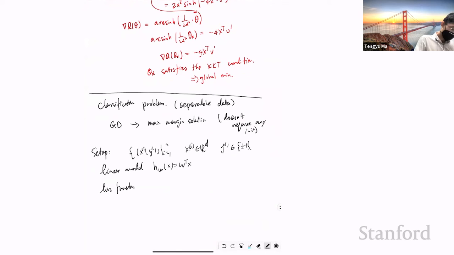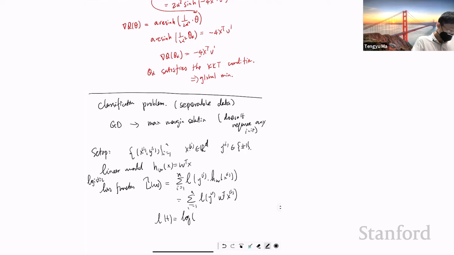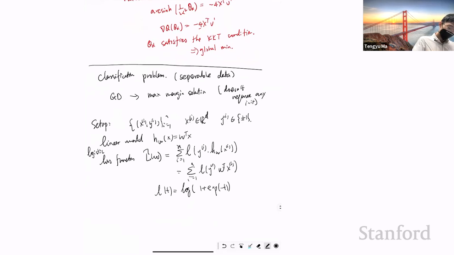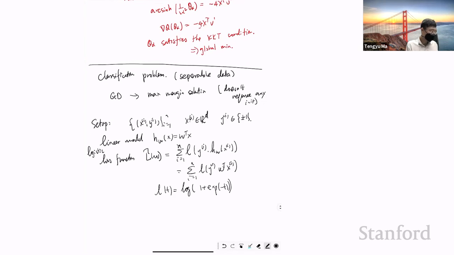The loss function will be L hat of W. Let's say we do the cross entropy loss, the logistic loss, times h_W(x_i), where this loss is the logistic loss, which is log of 1 plus exponential of minus t. Okay, cool.